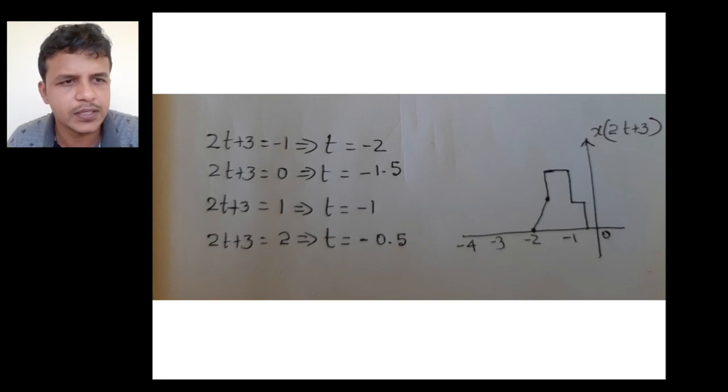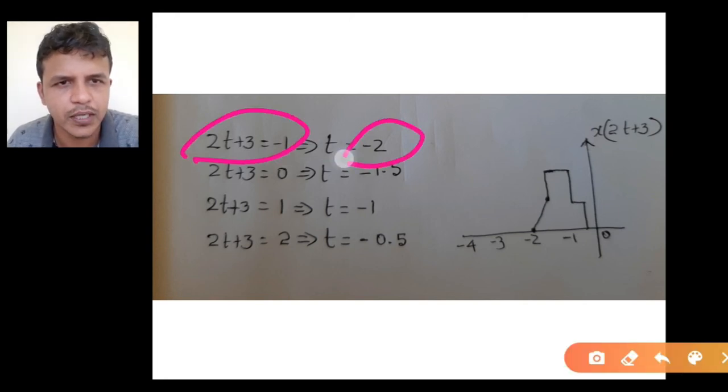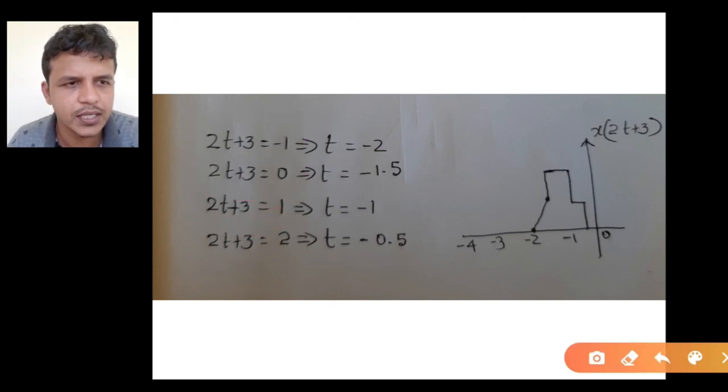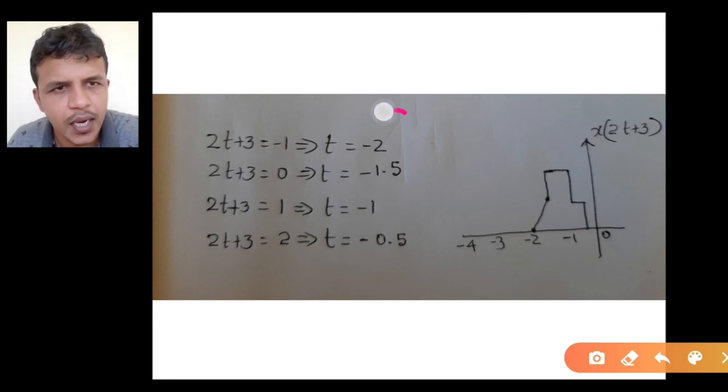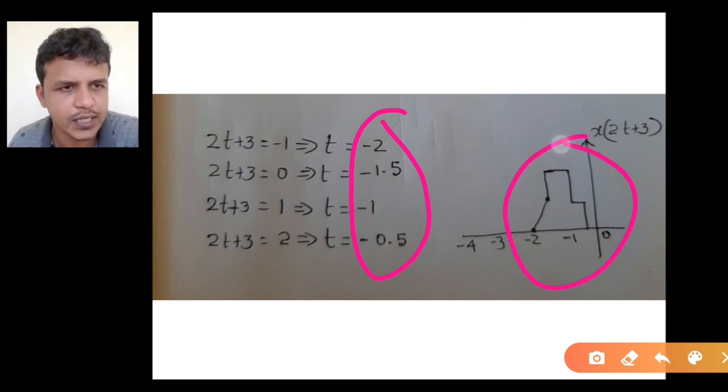So 2t plus 3 equal to -1 implies t equal to -2. 2t plus 3 equal to 0 implies t equal to -1.5. 2t plus 3 equal to 1 implies t equal to -1. 2t plus 3 equal to 2 implies t equal to -0.5. So here the signal, instead of occurring from -1 to 2, is occurring from -2 to -0.5. Instead of 3 units for x of t, the time period of x of 2t plus 3 is 1.5 units. Okay, so we have got the same signal.